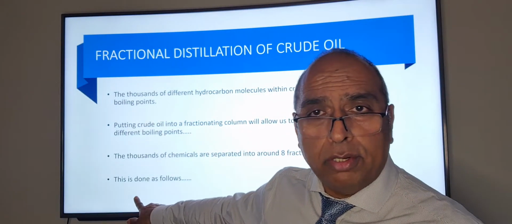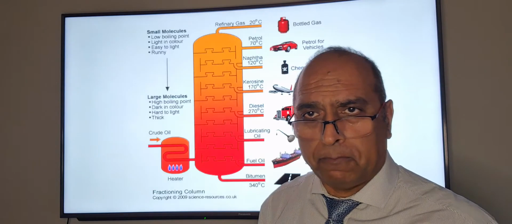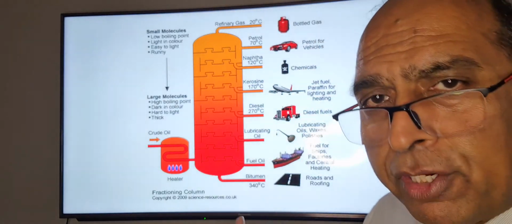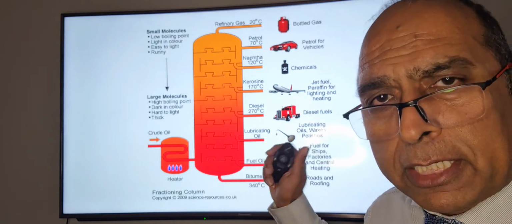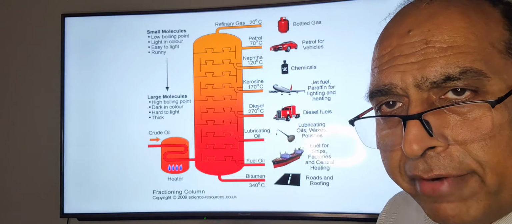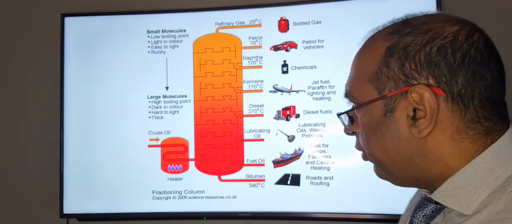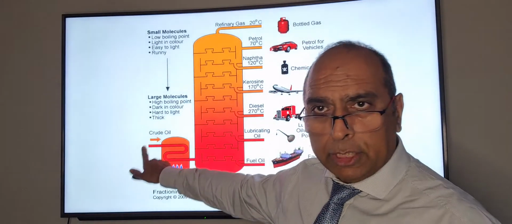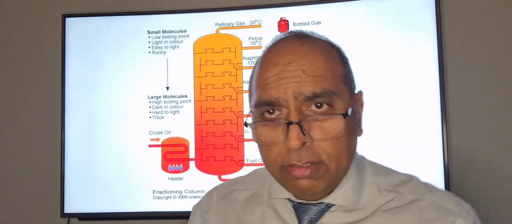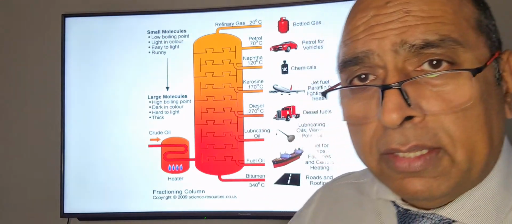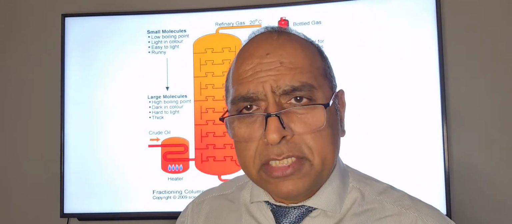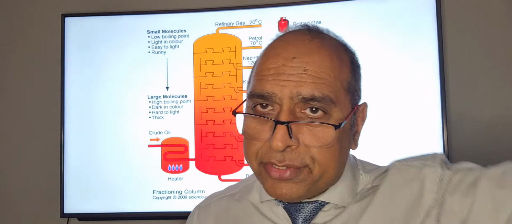And this fractional distillation is done as follows. Now, you're going to have to learn the fractions. So let me explain how it works, and then I want you to learn the fractions. Crude oil is put into a big, tall fractionating column. That fractionating column is about 5 times the size of your house in height.